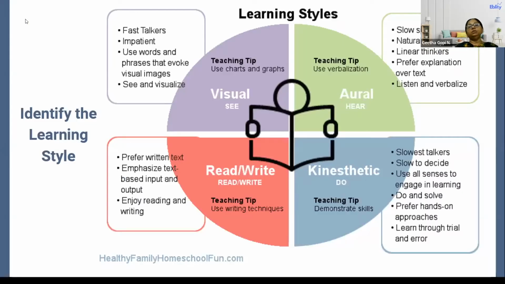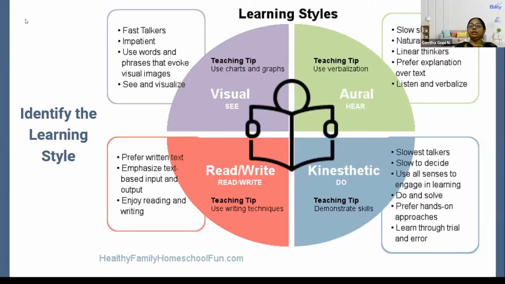When we talk about the multisensory or multi-learning modality methods, there are basically four kinds. One is the visual, where they learn more through seeing. Oral, where they learn more through hearing. Kinesthetic or tactile, which is more through touch, through writing, through doing. And then there's the read and write part, where you can bring in all the other three elements into the reading and writing as well. This is more an offshoot, once they pick up the reading and writing skills.